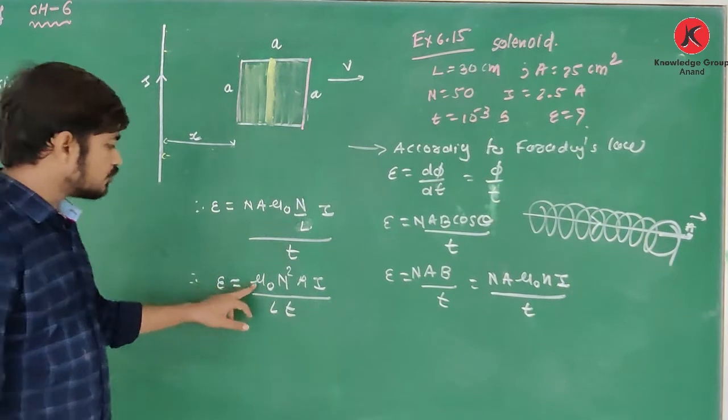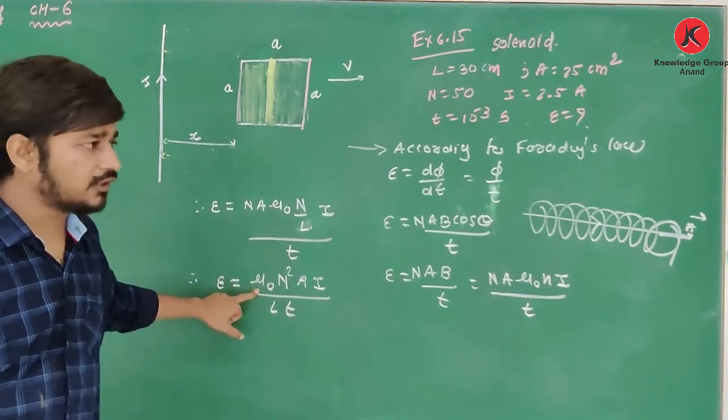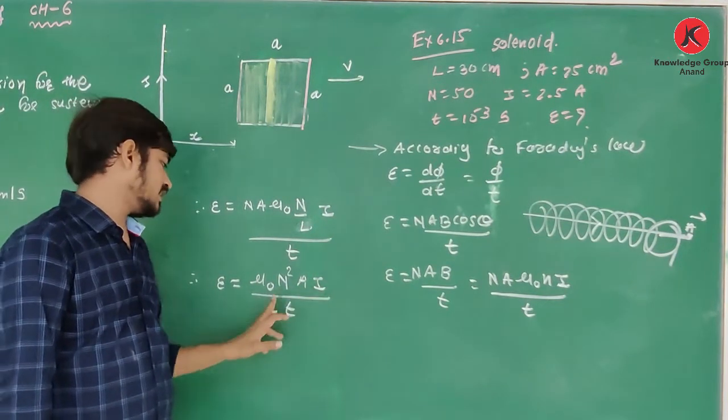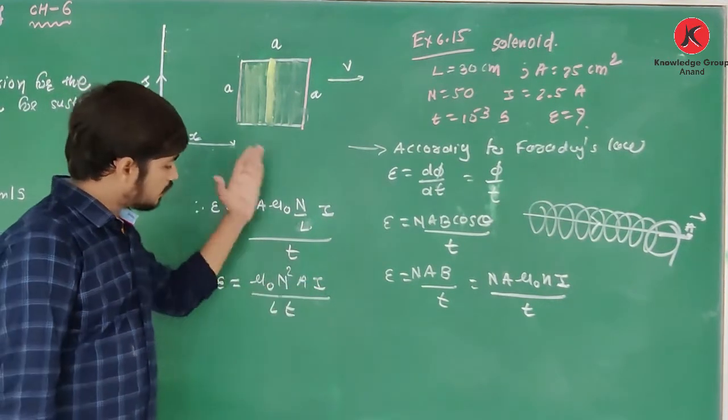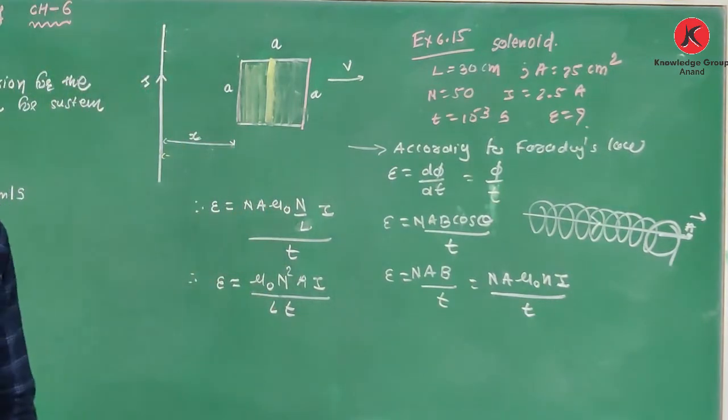You are given mu 0. Why mu 0? Because you are given an air-cored solenoid. Medium in solenoid is air. And the number of turns, A cross-sectional area, I current, L length, and T that is time. So yes, with the help of a calculator, you can easily calculate this question. Clear about this? Yes.